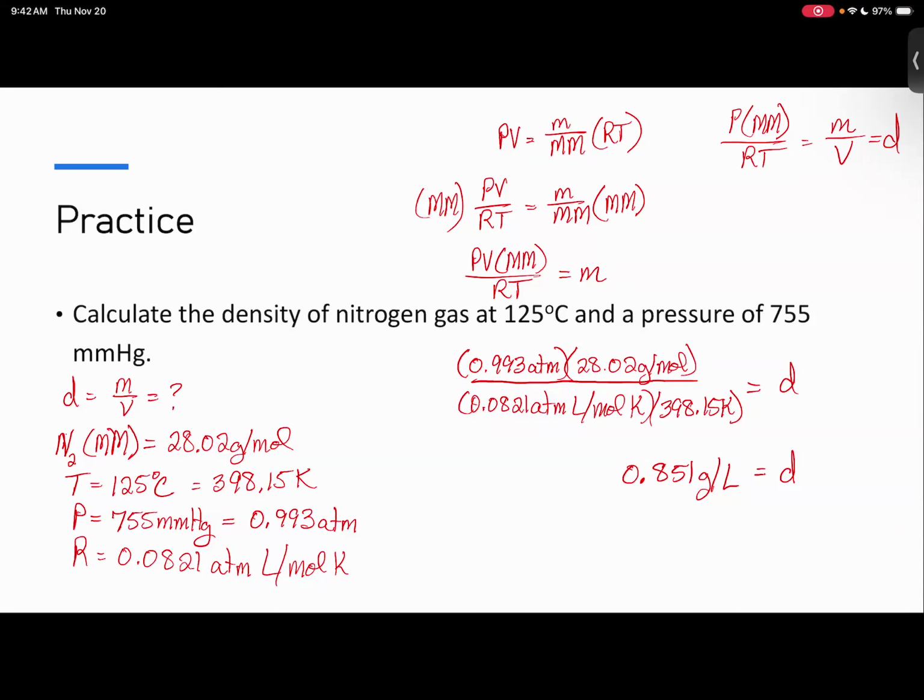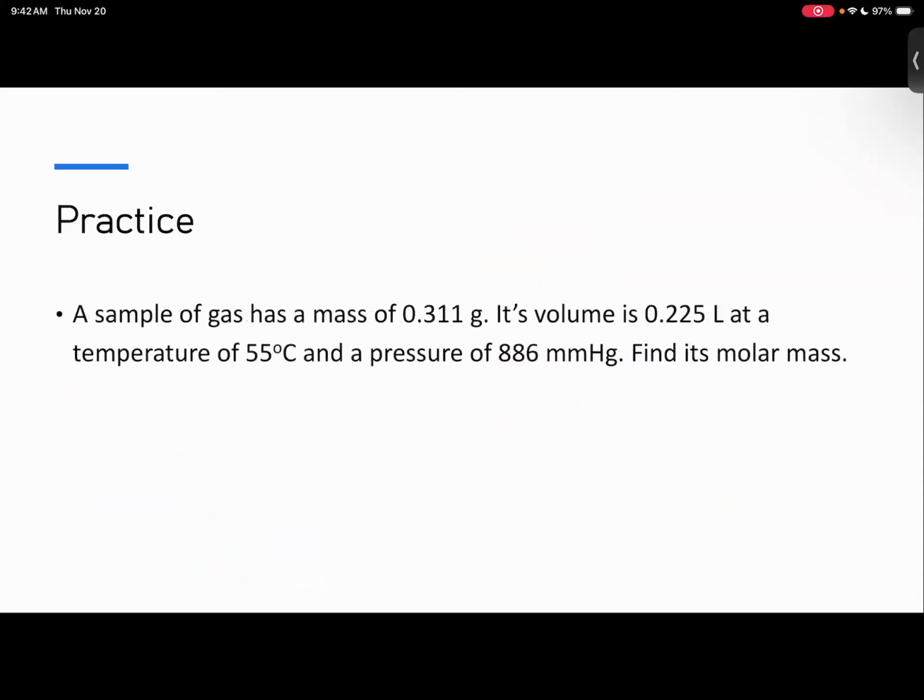Let's look at another example. A sample of gas has a mass of 0.311 grams. Its volume is 0.225 liters at a temperature of 55 degrees Celsius and a pressure of 886 millimeters mercury. Find its molar mass. When I see that I want to find molar mass, that tells me the equation I'm going to use is PV equals mass over molar mass times RT.